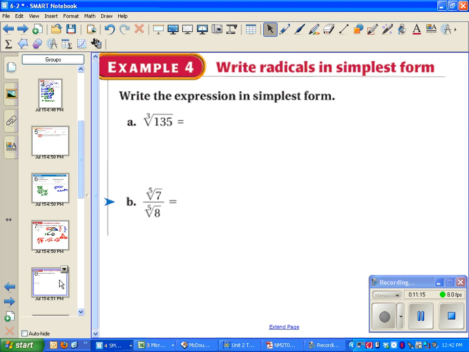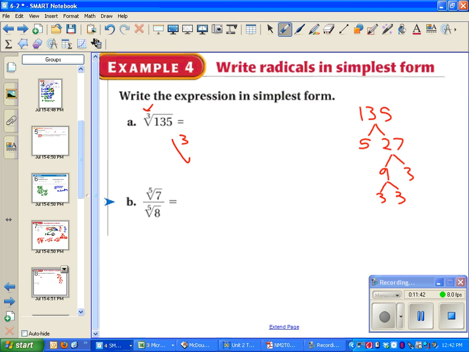Okay. For these ones, writing the radicals in the simplest forms, again, we're just breaking it down. Since this is the cube root of 135, I'm looking for 3 of something. So 135, I know at least 5 goes into it. And then when you divide that, you get 27. So you can realize that the cube root of 27 is 3, or you can break it down even further.